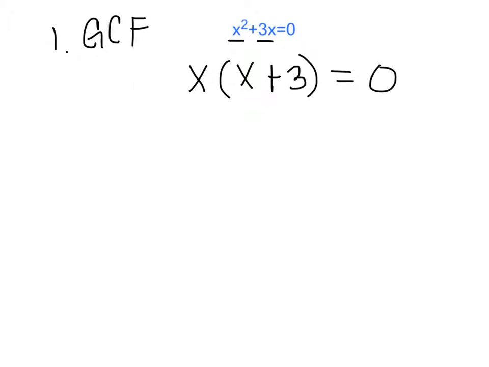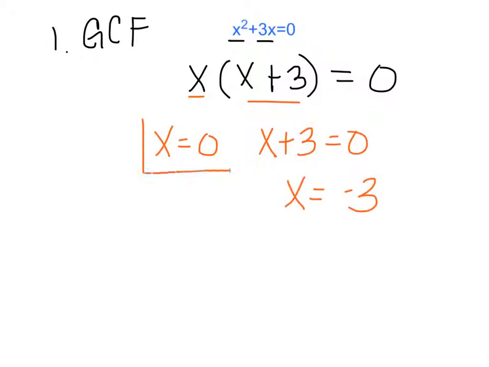So now we do our zero product property, where you set each factor equal to 0. So we set this equal to 0, and then this equal to 0. So x would equal 0. x plus 3 equals 0, so x would equal negative 3. So those are our two answers.